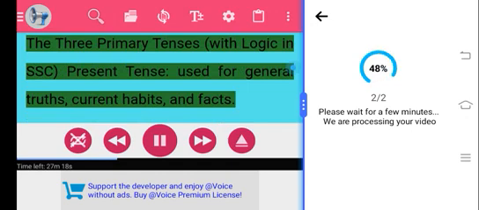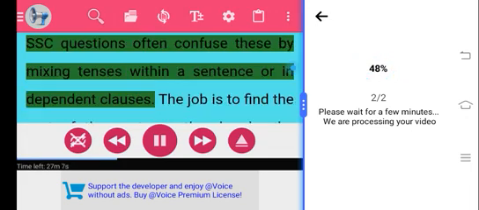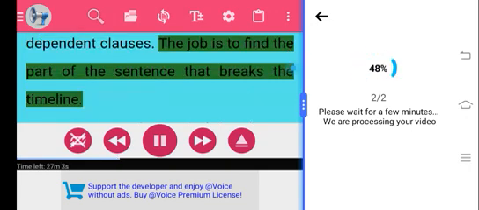The three primary tenses with logic in SSC: present tense, used for general truths, current habits, and facts. Past tense, used for completed actions, events that occurred at a definite time in the past. Future tense, used to indicate events that will happen later. SSC questions often confuse these by mixing tenses within a sentence or independent clauses. The job is to find the part of the sentence that breaks the timeline.